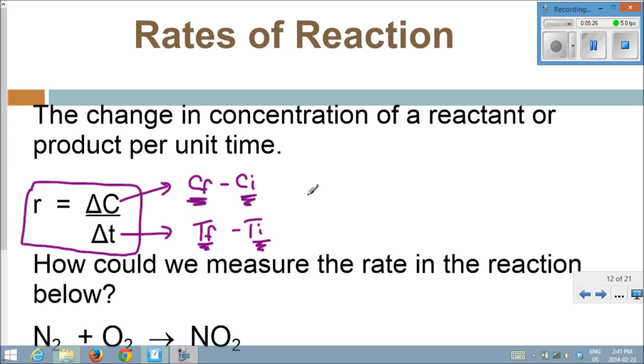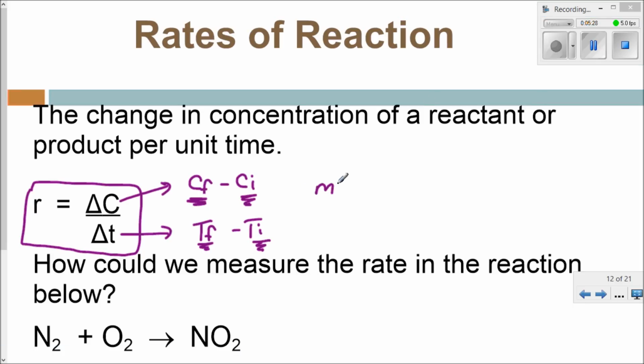Now the units we'll get for any rate are going to be moles per liter divided by seconds, okay? Because time is going to be in seconds and concentration is going to be in moles per liter. Remember, guys, moles per liter is big M. So oftentimes they will show our units like this.